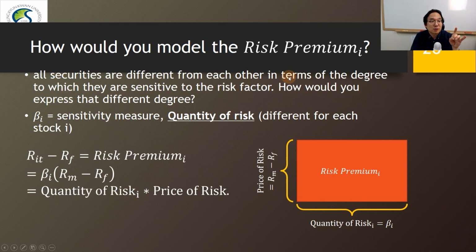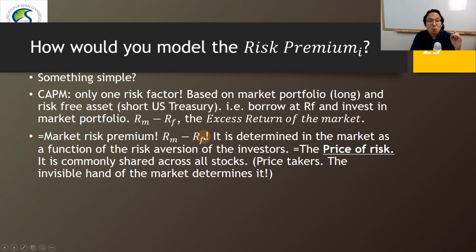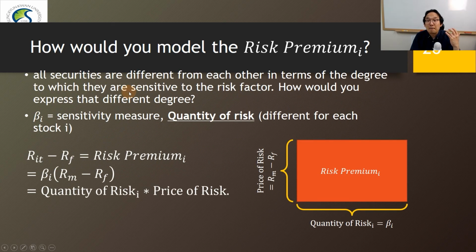How would you model the risk premium? All securities are different from each other in terms of the degree to which they are sensitive to the risk factor. I told you, let's consider some kind of a common risk factor, common across all different securities. Once you extract that commonality across thousands of different stocks, for each different stock, what matters is the sensitivity of your stock to the common factor. In CAPM, we just have one common factor, which is the market factor.